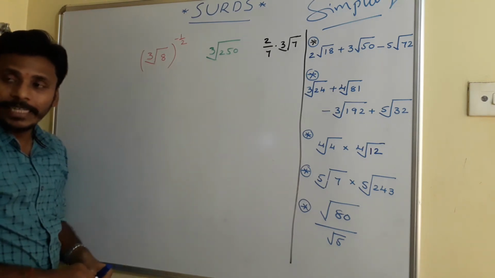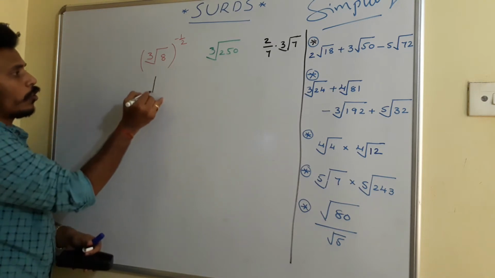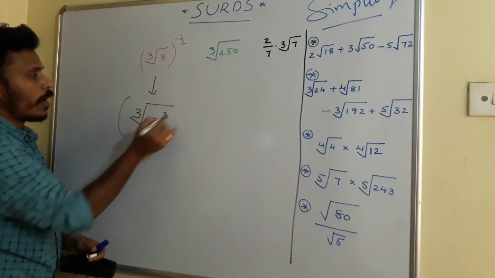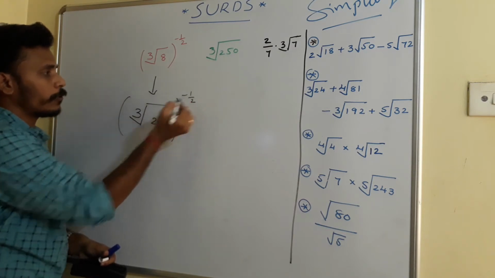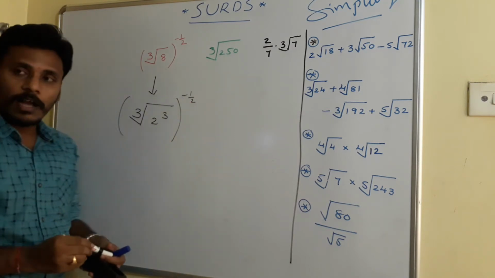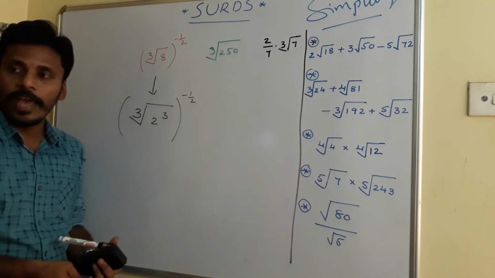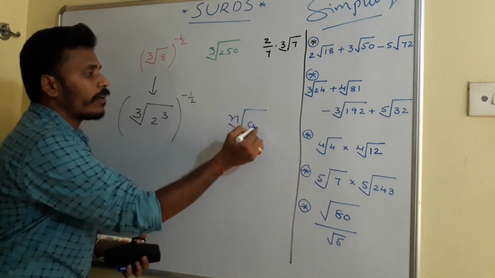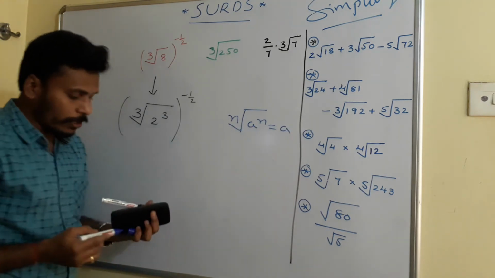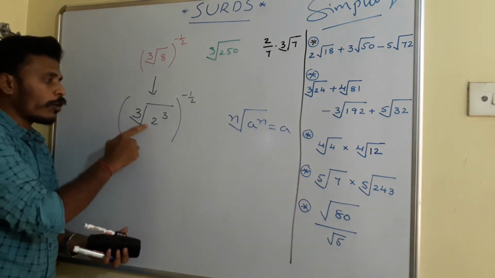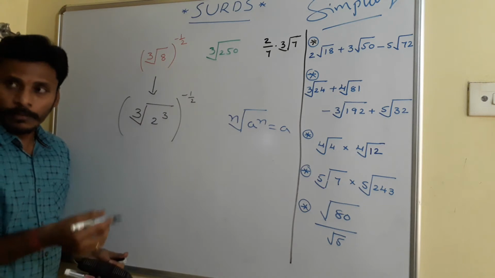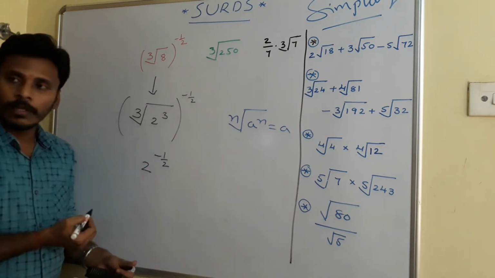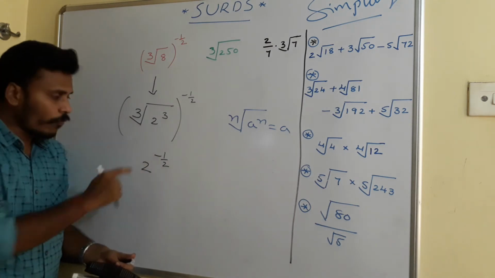We know that 8 can be written as 2 cube. So cube root of 8 can be written as 2 cube, and the whole thing is to the power minus 1 by 2. I mentioned the basic fundamental thing of the nth roots: nth root of a power n is a. With the support of that law, this cube root of 2 cube can be written as 2. So this is 2 power minus 1 by 2.